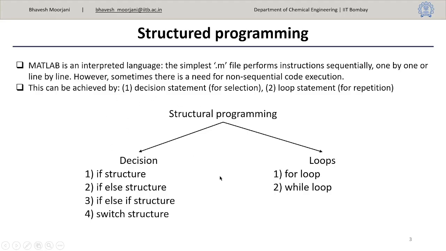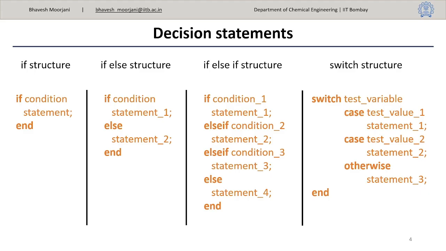So what we will do is start with the decision statements first, understand how they are utilized, and then move ahead with the loop statements. As I mentioned, decision statements are used for selection, while loop statements are used for repetitive tasks. Here, the four options we have in Matlab for decision statements start with the basic if, where if some condition is met, then you execute the part of code.